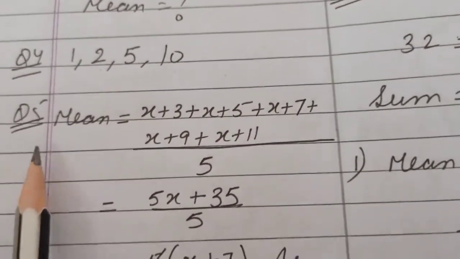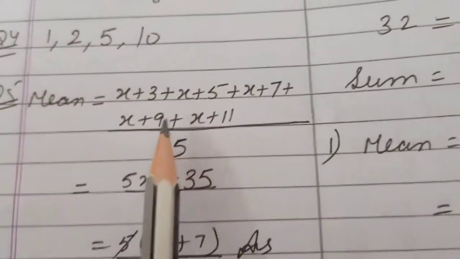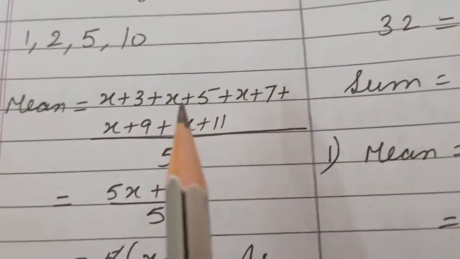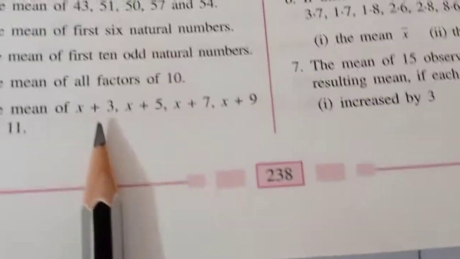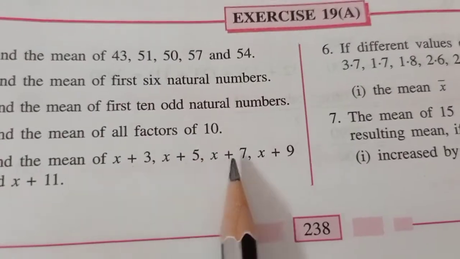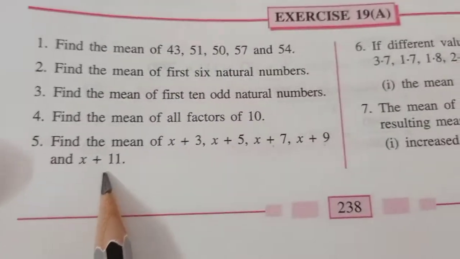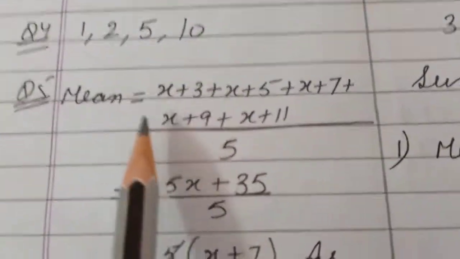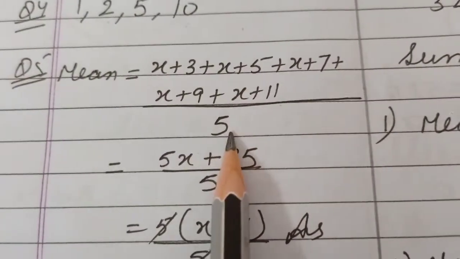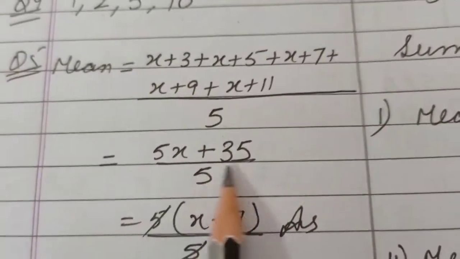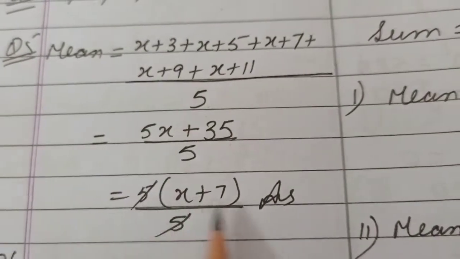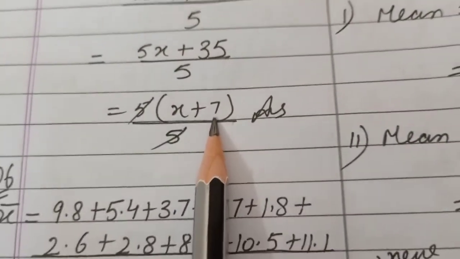Fifth question, find the mean of the observations given. See in your book, observations are given. Clear? Count how many are there: 1, 2, 3, 4, 5. Total 5 observations. So I added up all, divided by the number of observations. When you add, you will get this. 5 can be taken common. This will be your answer.